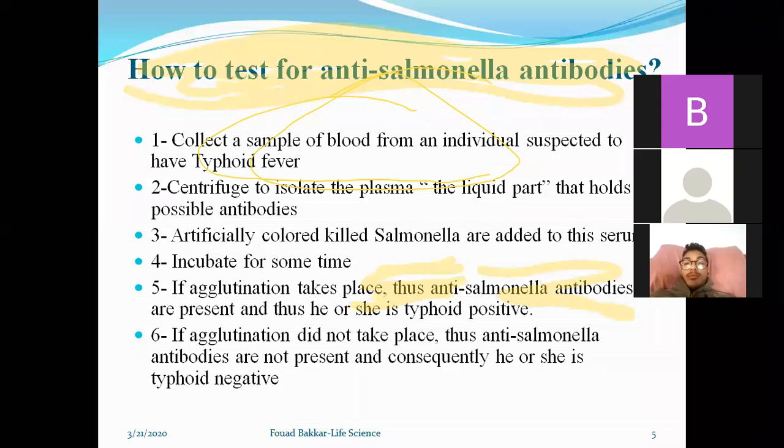So in the coming future, after 14 days of our pandemic globally, what do we expect our body to produce against the COVID-19 virus? Who can tell me the answer?